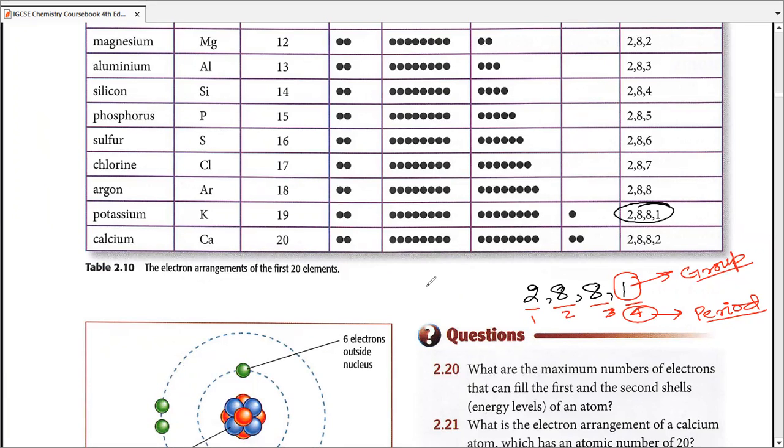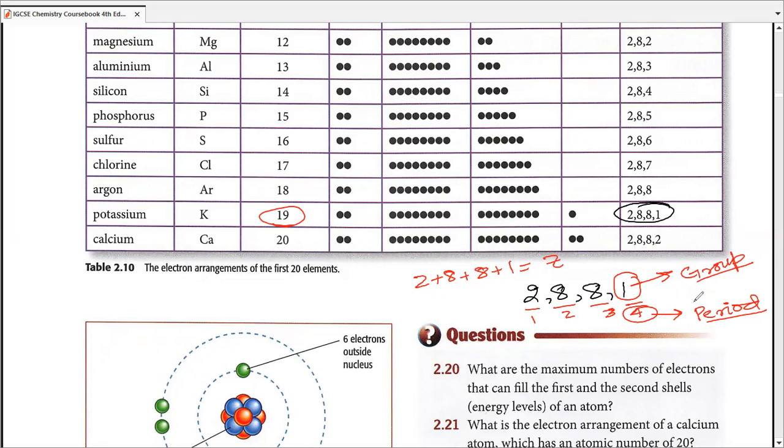Now, not just that. If you add all these numbers, the total is equal to Z. It's the atomic number. So add 2 plus 8 plus 8 plus 1, and the answer is 19, which is right over here. So these are the 3 things which IGCSE has already examined in papers 2, 4, and 6, all 3 papers, in many different kinds of questions, which you can do in order to get your answers.